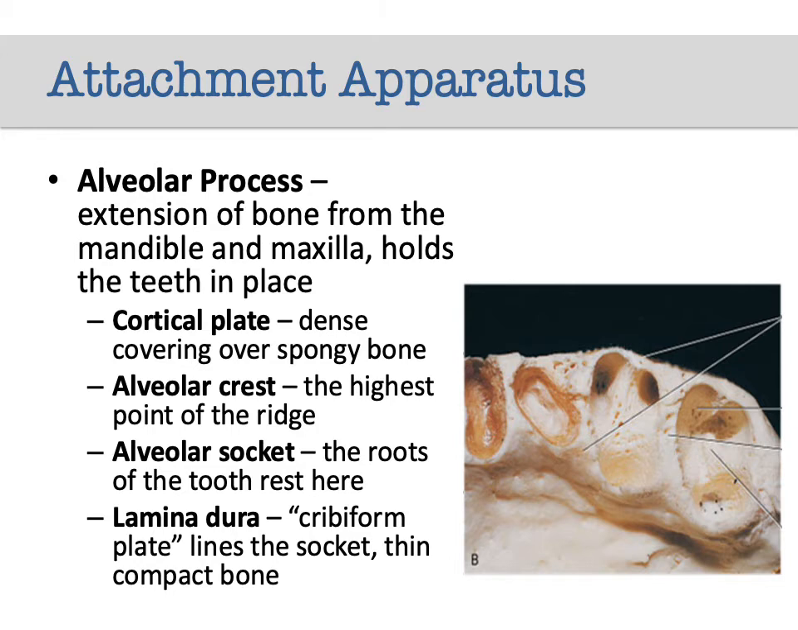So it's basically the outer portion of bone that is very flat, like a plate. The alveolar crest is the highest point of the ridge. So it's the area in between two tooth sockets where the bone comes up higher. The alveolar socket is where the root of the tooth goes. So it's the socket or the hole where the tooth rests.